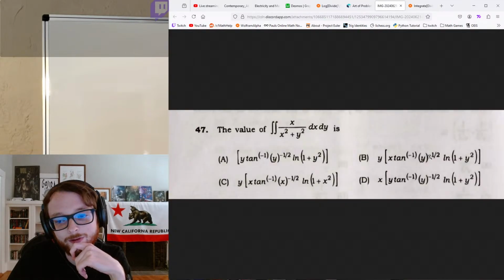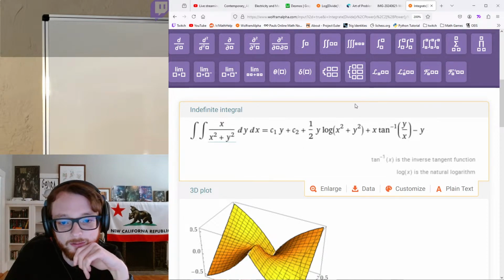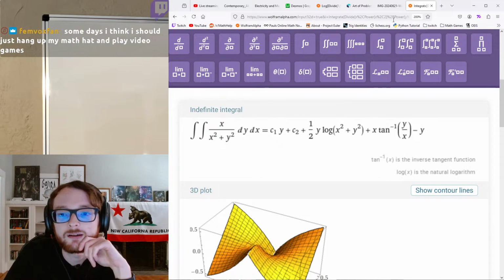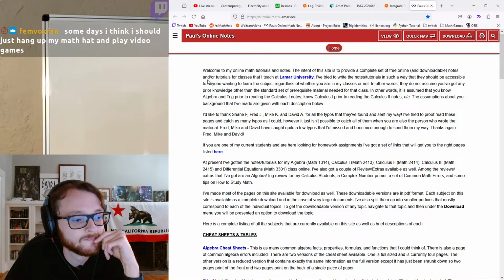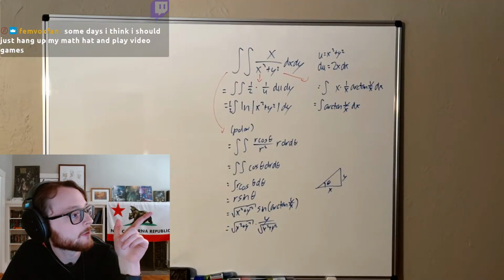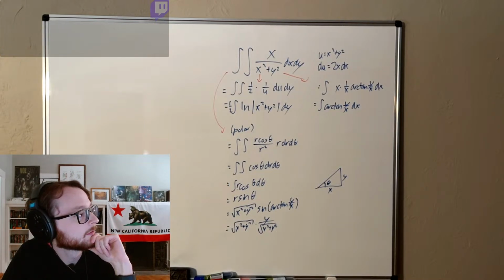A square root of an arctan? Like, what the heck? Where does that even come from? I don't know why my polar thing was wrong either. It clearly is wrong. Oh, God. Integration by parts? For the first thing I tried, do you think it's possible to integrate ln of x squared plus y squared dy?